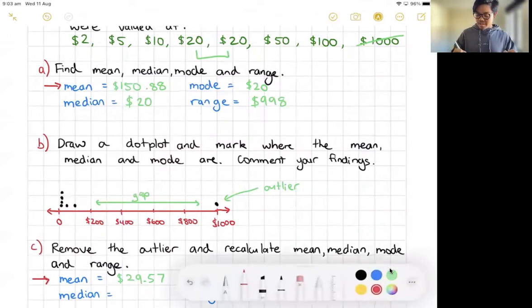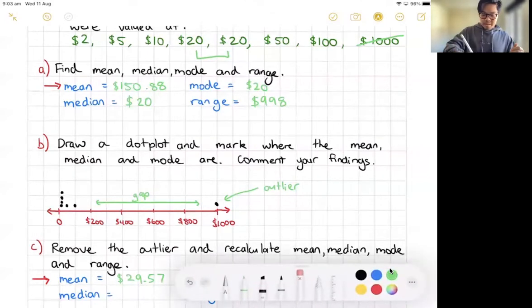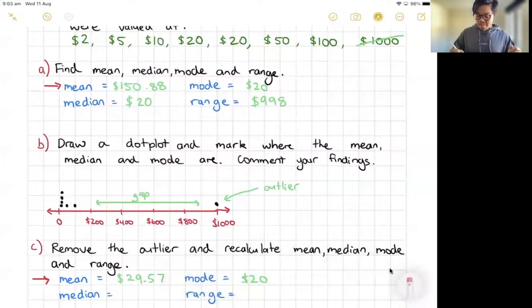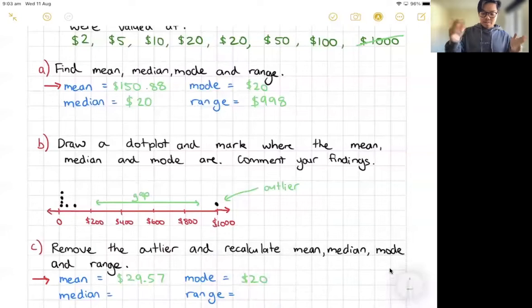Okay, now let's see how it changes the other things. Will it affect my mode? My mode is still going to be $20, because that's the most recurring score. Now median, I'm looking at the score in between 7 scores. So I'm going to take a look, 2 and 100, 5 and 50, 10 and 20, and I've got 1 score in the middle. It's just straight up 20. So median doesn't change too much.